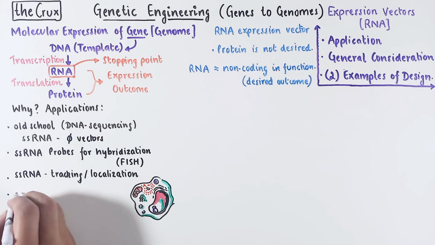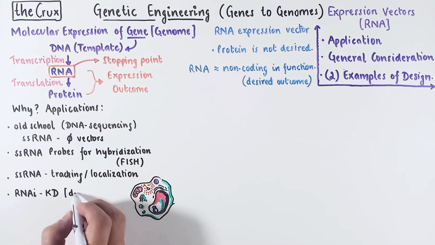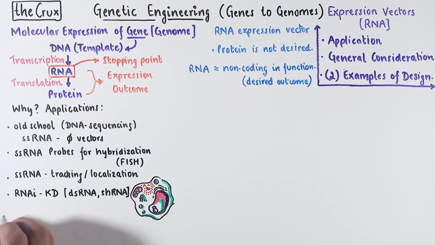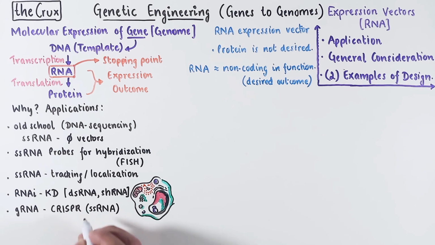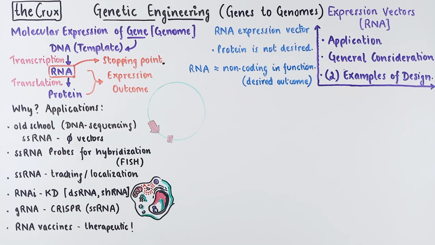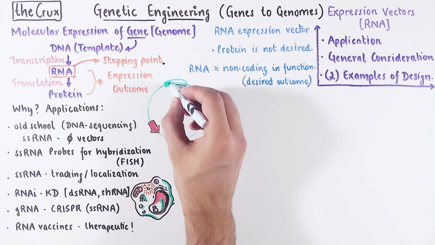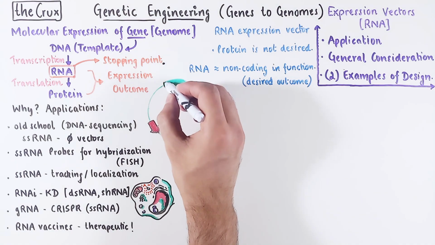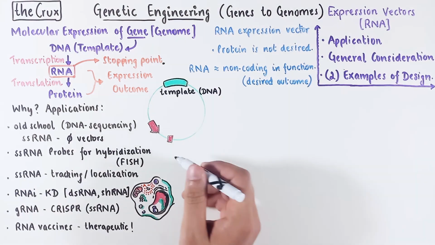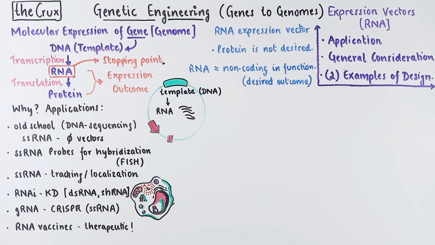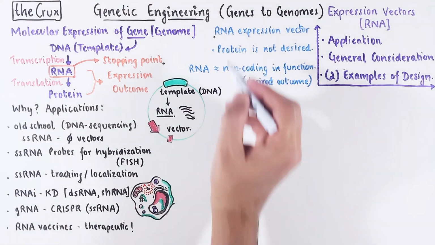If you do RNA interference for knockdowns, you need double-stranded RNA or hairpin RNA. The guide RNA used in CRISPR is a single-stranded RNA as well. Oftentimes, RNA vaccines or treatments use RNA as a product. Among many other applications, I hope you can see why RNA expression vectors are important. In a nutshell, our aim is to clone a piece of template DNA in a plasmid and then make RNA from that template. If you do that, you have an RNA expression vector.